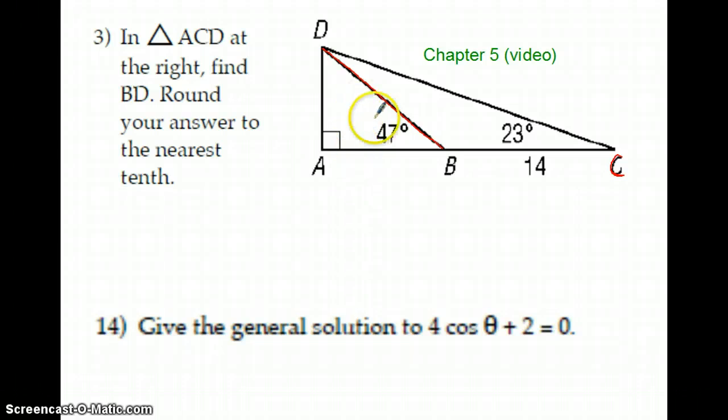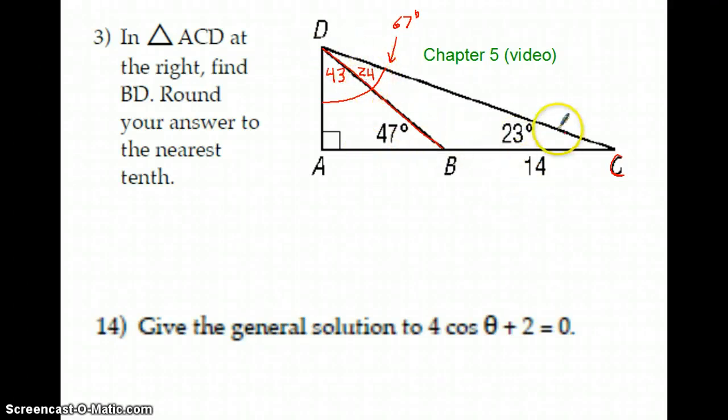The trick here is we've got to figure out some of these angles up here. If this is 47, this is 43. And if this is 23 in this right triangle, this whole thing would be 67. That whole thing is 67, and 67 minus 43 is 24. That little part is 24. This is 43 because the whole thing is 67. I know this is 14. I know this is 24.